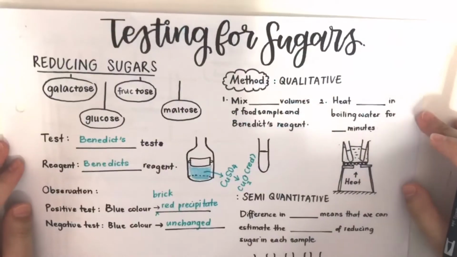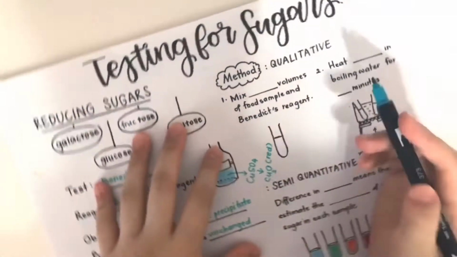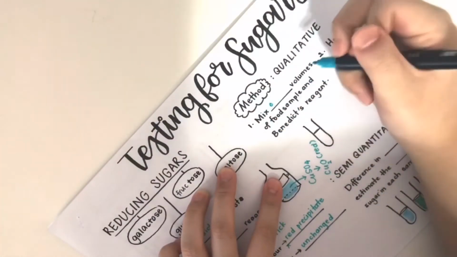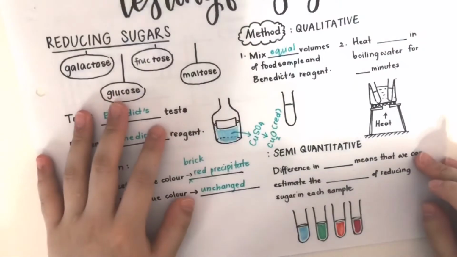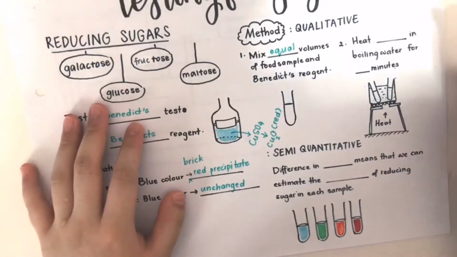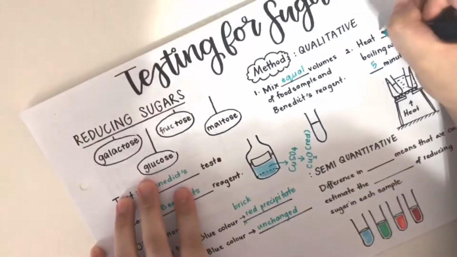For the method of carrying out this test, first we need to mix equal volumes of the food sample and Benedicts reagent. And next, heat strongly in boiling water for 5 minutes.